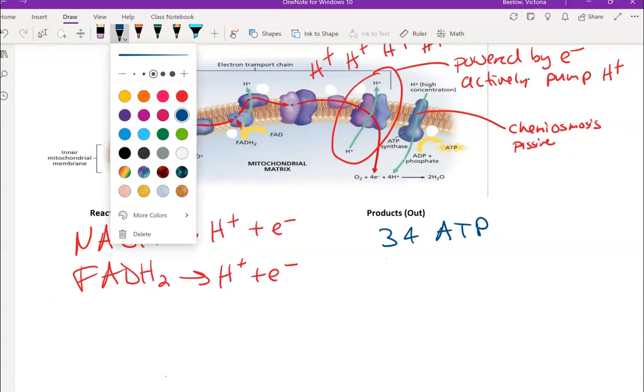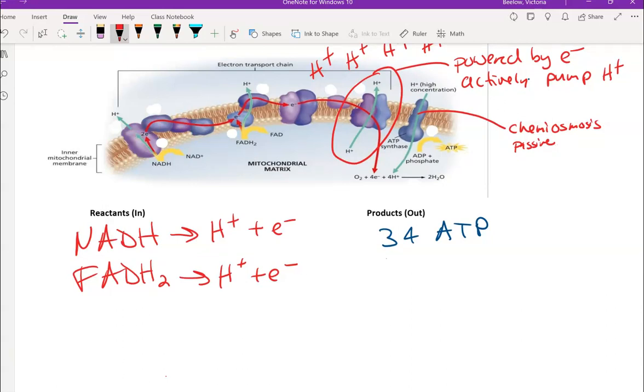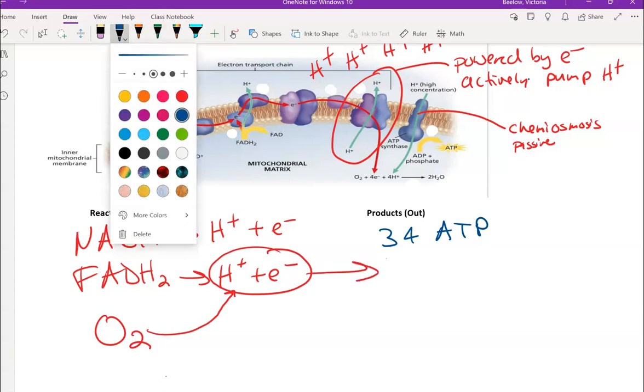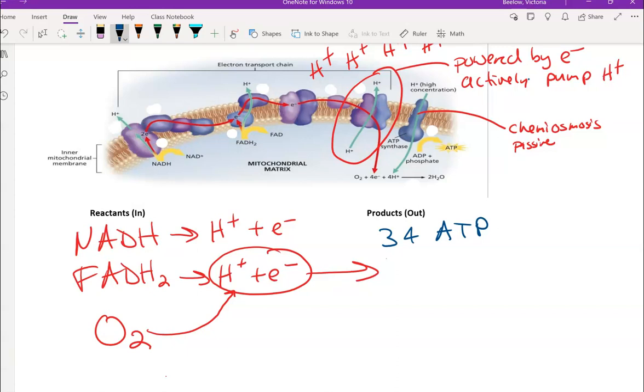Now, all of those electrons that went on the ETC, they're going to be picked up at the end here by oxygen. So we're also using our oxygen here, and it's going to pick up the hydrogen and the electrons here that already went on the ETC. The hydrogens that cross through ATP synthase, and then those electrons that went on the electron transport chain. And that's going to make our last byproduct or waste product, which is water.